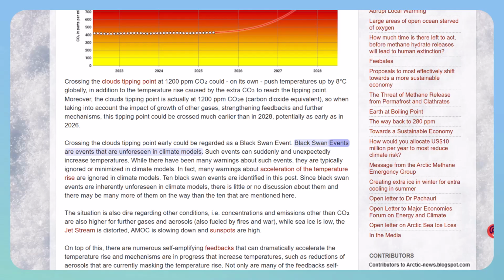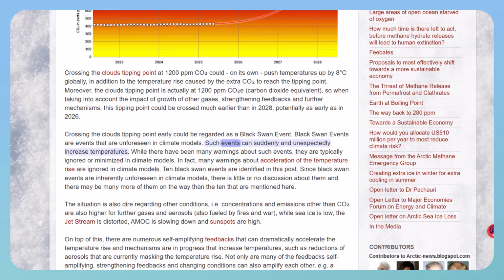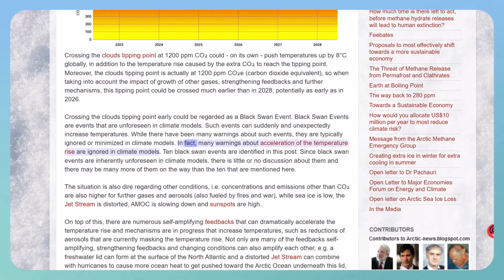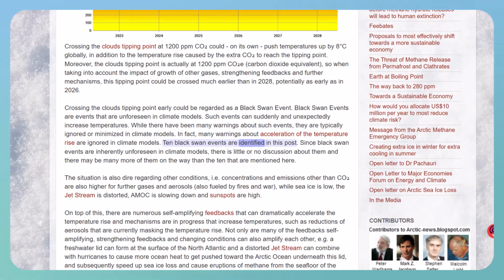Black swan events are events that are unforeseen in climate models. Such events can suddenly and unexpectedly increase temperatures. While there have been many warnings about such events, they are typically ignored or minimized in climate models. In fact, many warnings about acceleration of the temperature rise are ignored in climate models. 10 black swan events are identified in this post.